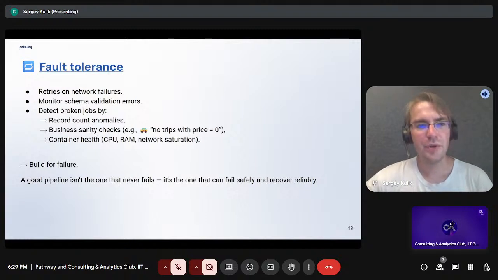There is a need to have monitoring on the container health. So if there is a resource exhaustion, you need to receive an SMS and do something about it, rather than leaving it broken without you knowing.